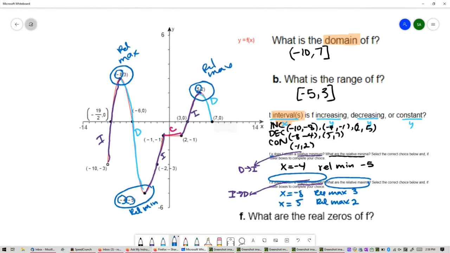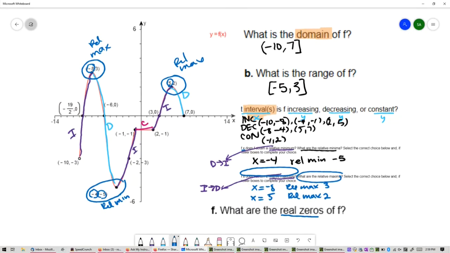So last question here. What are the real zeros of f, our function? The real zeros is just another name for the x-intercepts. The reason why we call it zero, think about how you find the x-intercept. You find the x-intercept by setting y equal to 0. So when you're finding the zeros of a function, you're setting y equal to 0. The real zeros are the x-intercepts.